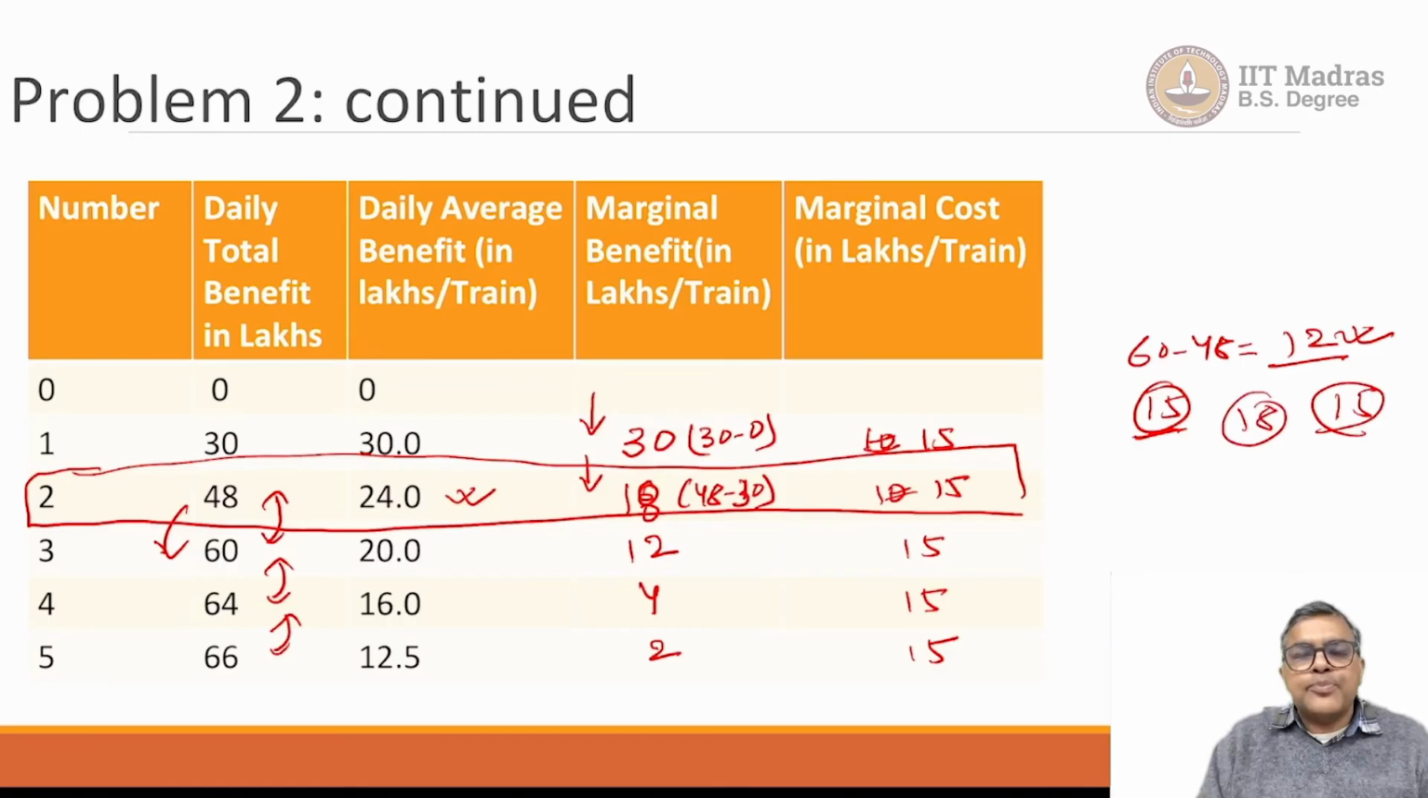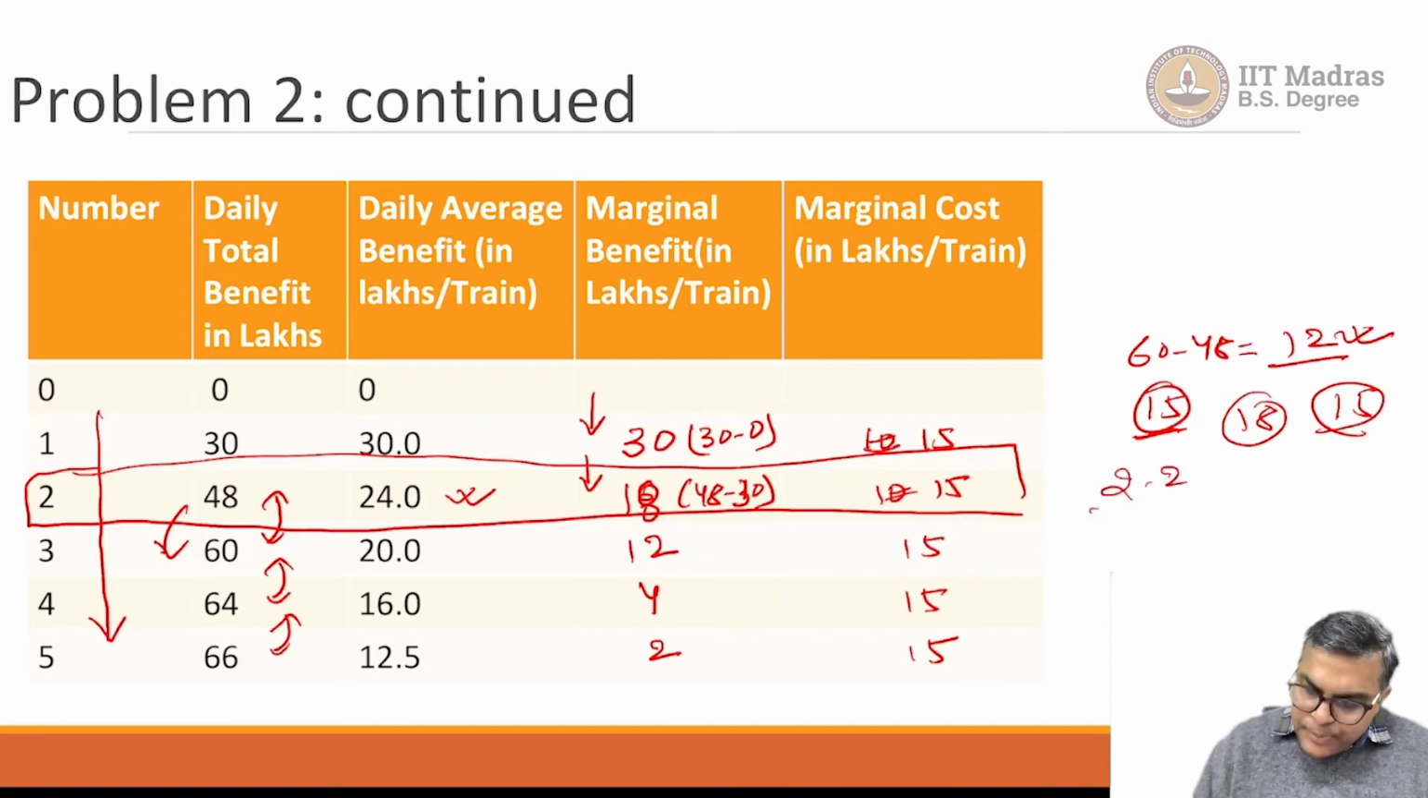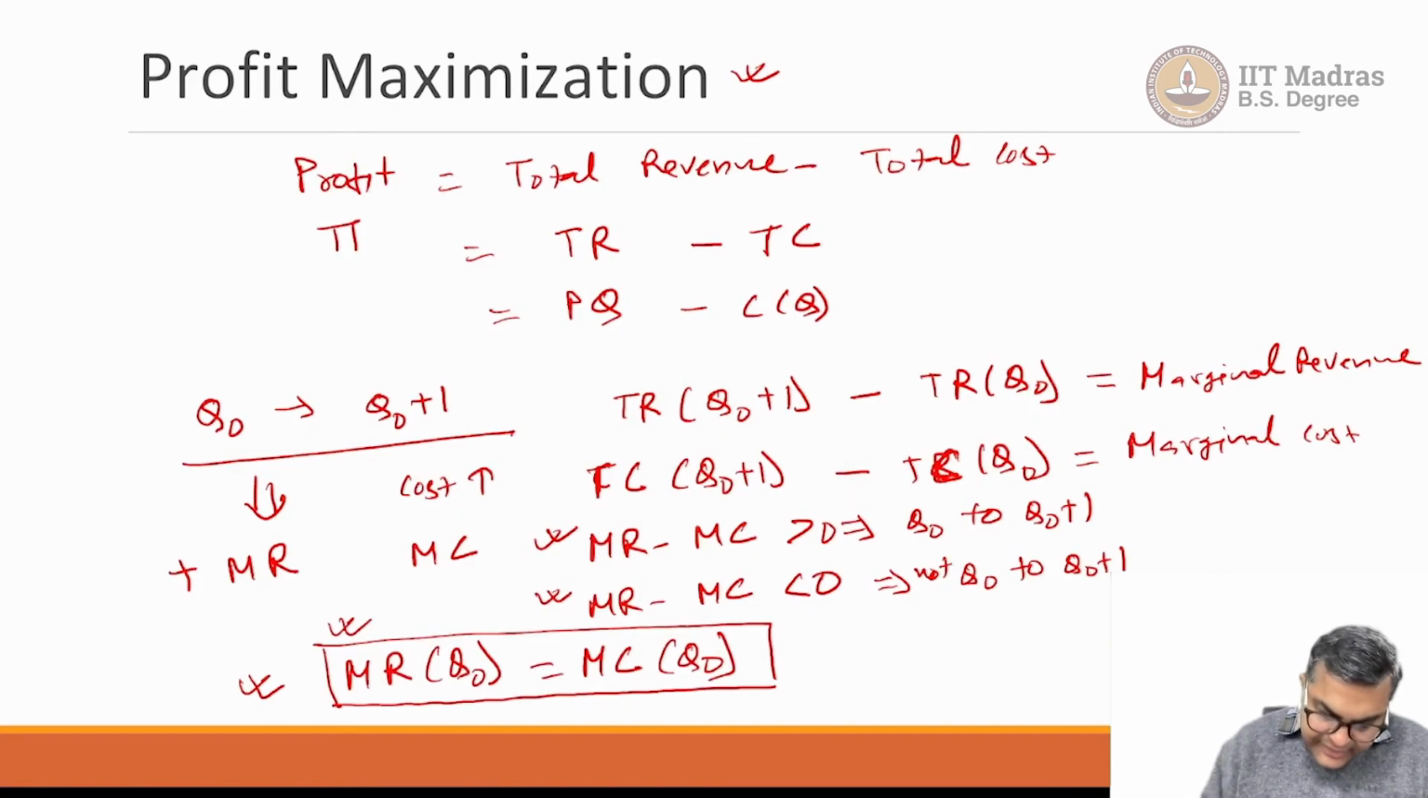So why are we not proceeding further? Here the assumption is that we have only discrete jumps. We are moving from 0 to 1, 1 to 2, 2 to 3, 3 to 4. 2.2 is not possible. When we write it in this way, we are allowing for discrete jumps. So let us understand what the criterion should be when only discrete jumps are allowed.